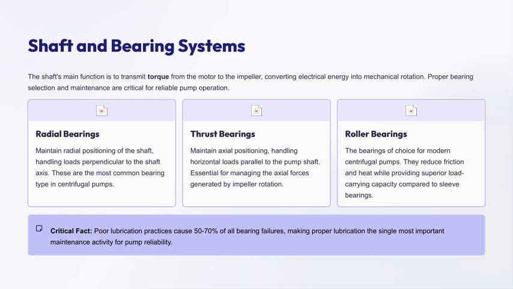Modern centrifugal pumps typically use roller bearings because they offer superior load-carrying capacity, reduce friction, and generate less heat compared to older sleeve bearings. This makes them more efficient and durable over time. One critical fact to remember is that poor lubrication practices are a leading cause of bearing failure, accounting for 50 to 70% of all failures. That's why proper lubrication isn't just a maintenance task. It's the most important activity you can do to ensure your pump's reliability over its lifespan.